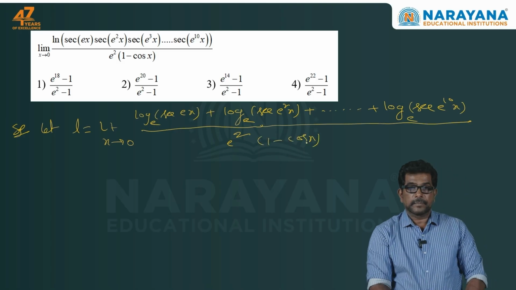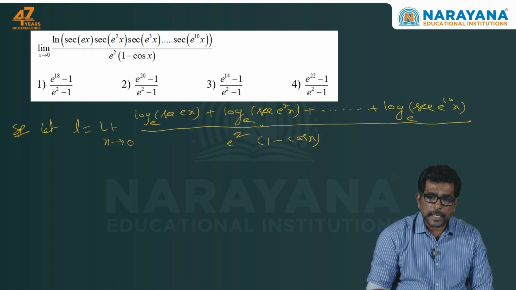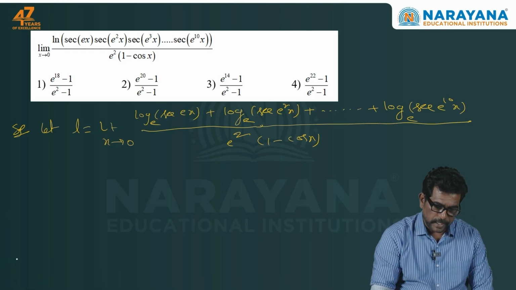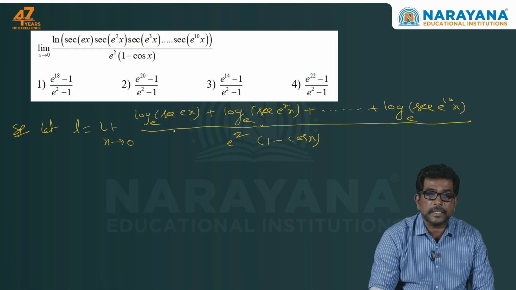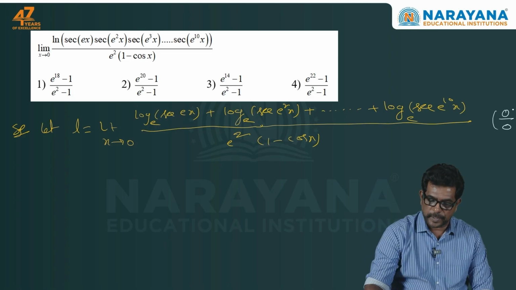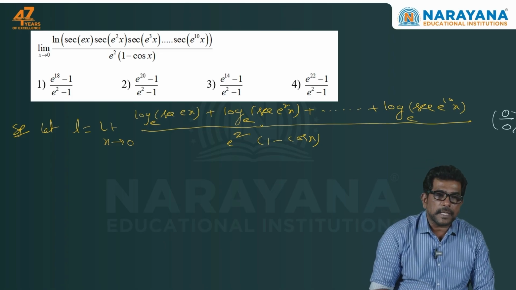I am writing. Now, when we are applying the limit x tends to 0, the numerator and denominator both take the 0 by 0 form. It is very clear, because secant 0 is 1, and log 1 is 0. That is, it is in the 0 by 0 form.